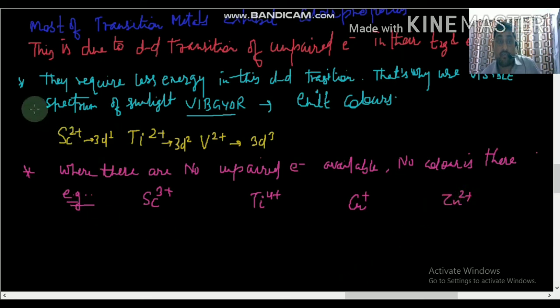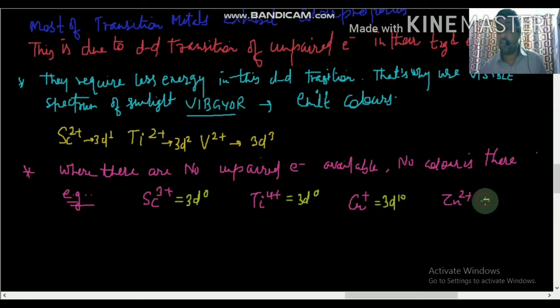Now in all of these, if we see, scandium contains 3d0, no electron at all. Titanium also contains 3d0, so no electron is available there. In copper plus we have 3d10, and in zinc 2 plus of course we also have 3d10. So that's why they are colorless.